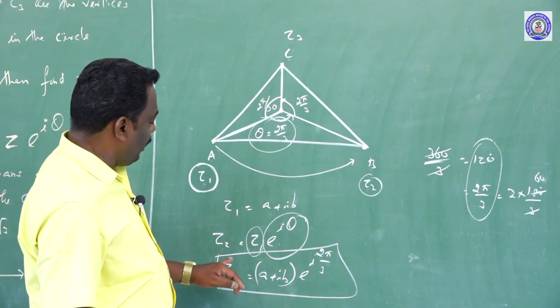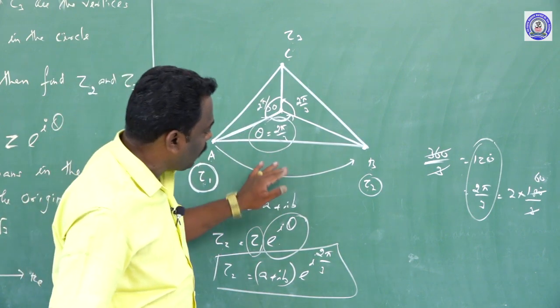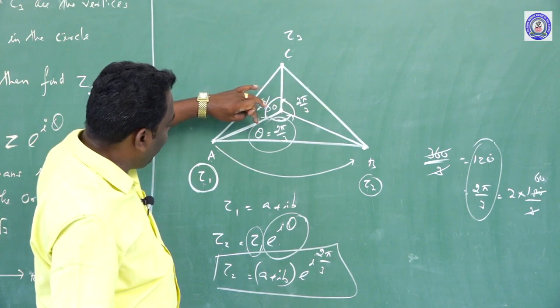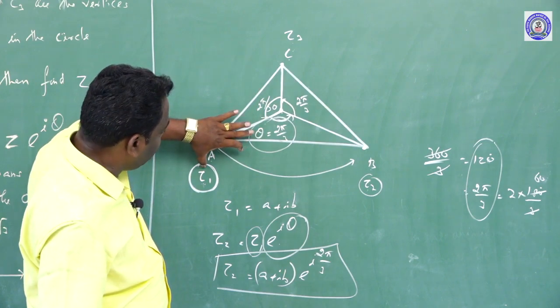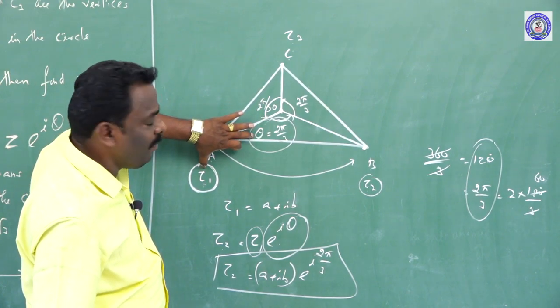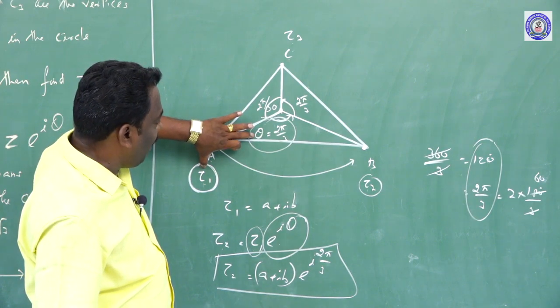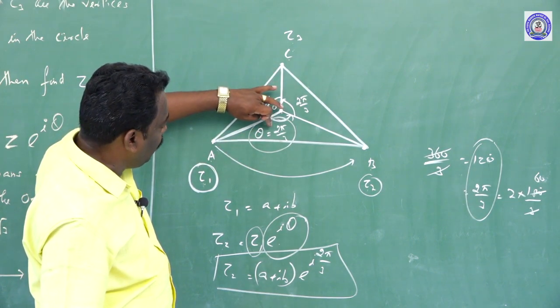So what is the method? To rotate a complex number counter-clockwise, multiply the given vertex by the polar or exponential form of the complex number with the theta value. For an equilateral triangle, this means theta equal to 2 pi by 3.